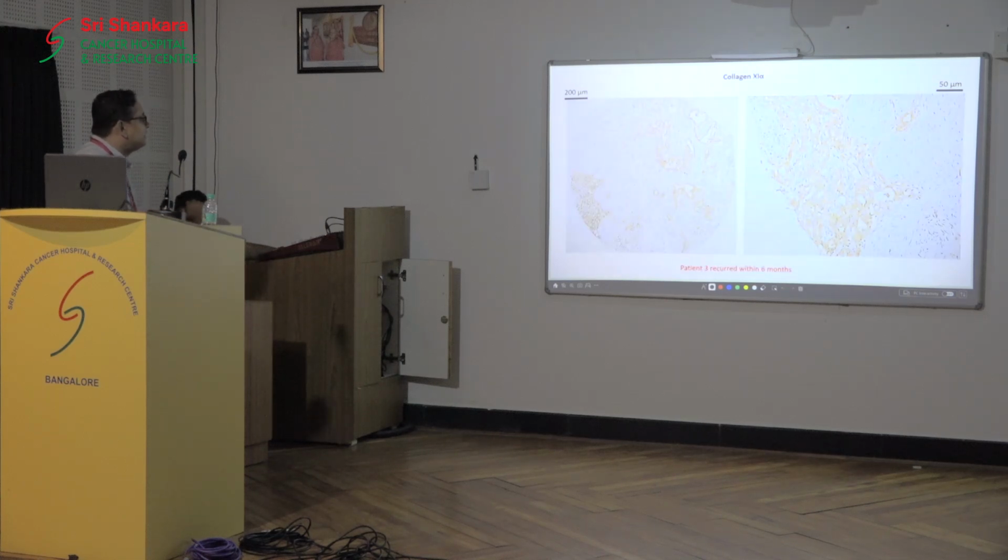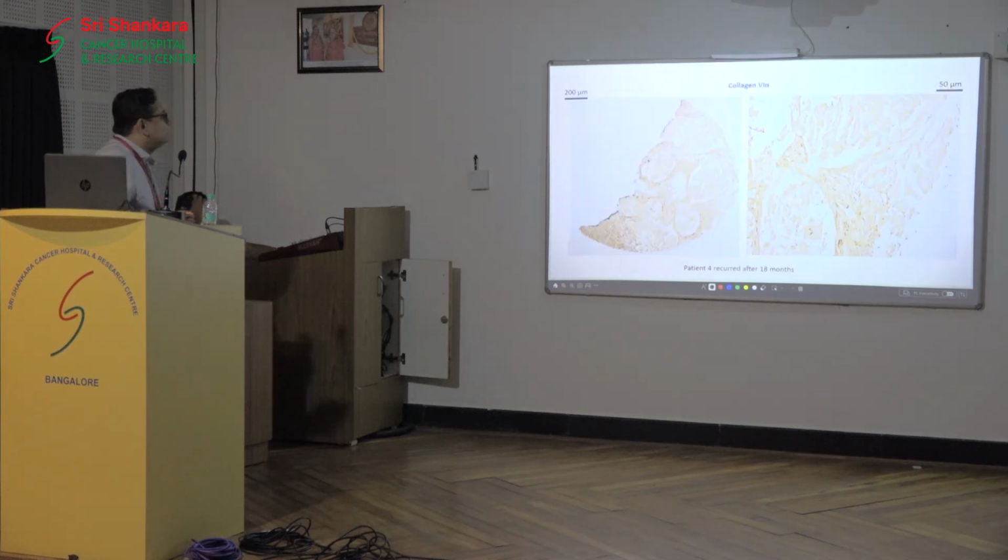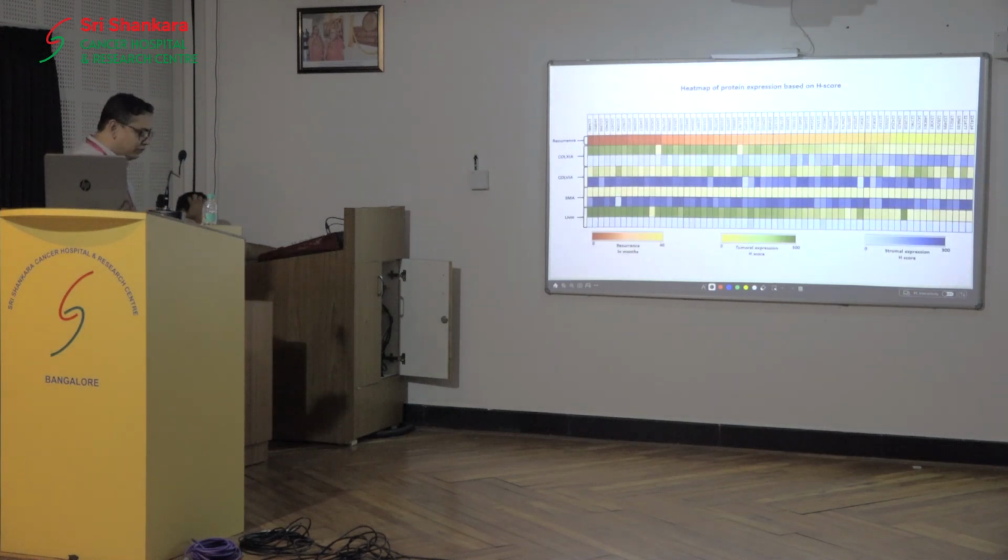This is another patient who recurred in 6 months. You find that collagen 11 is expressed mostly in the tumor cells, but not in the stromal cells. So I skip all this data, and then we compared this.